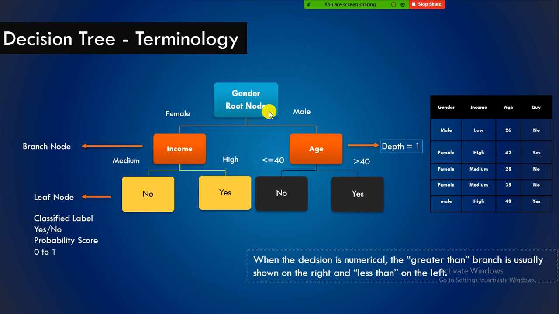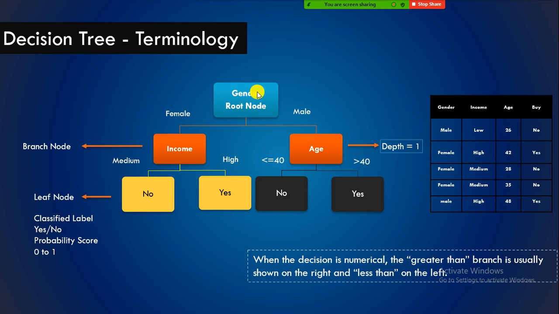Here the gender is the root node, right? This is the one called your root node. In this case, gender is the root node. The gender column is used for dividing the data into 2 or more sets.